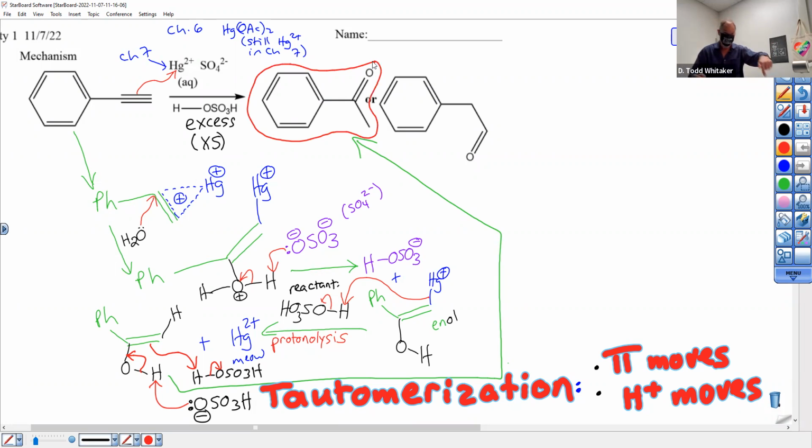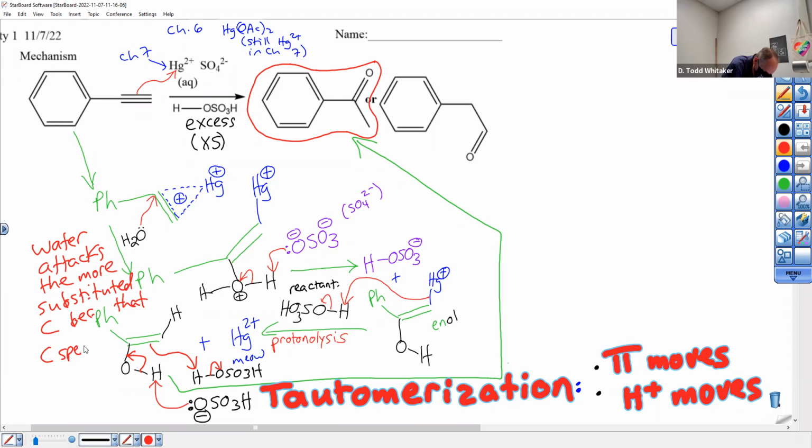And if you had to explain why you circled that one, you'd have to go back to where water introduced itself, and you would say water attacks, yes, the more substituted, but no, what you were saying was right. It's about conjugation, which is hyperconjugation. Yeah, water attacks the more substituted C, because that C spends more time with a plus charge.